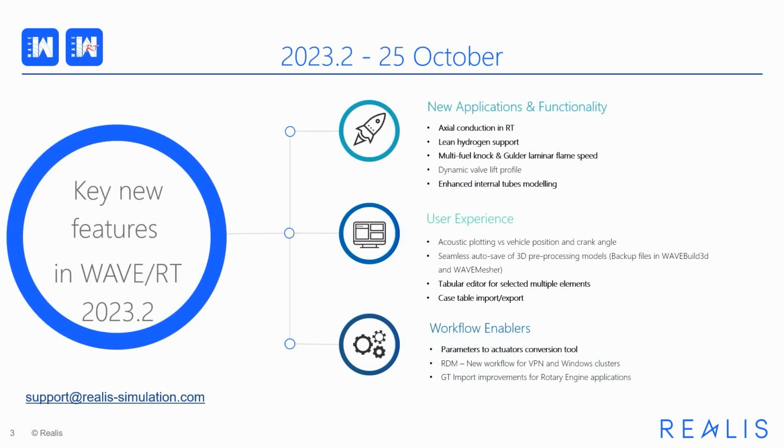The 2023.2 release is packed both with features which address new simulation challenges and features which enhance usability and help our customers speed up their workflow. With this release, we are continuing the theme of accuracy, usability, and speed which underlines Realis simulation fluid products. The new physics modeling functionality headlines include enhanced thermal modeling in real time, a new flame speed model developed for lean hydrogen applications, and new options for multi-fuel modeling for knock and laminar flame speed.